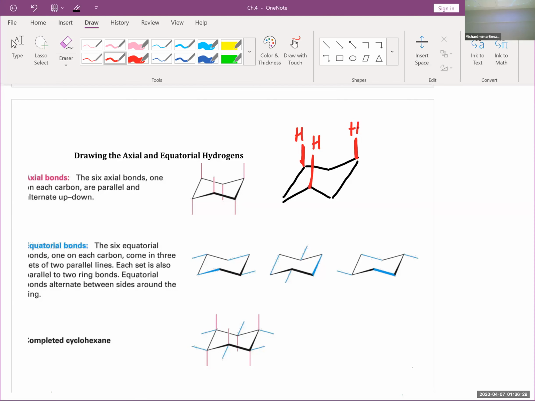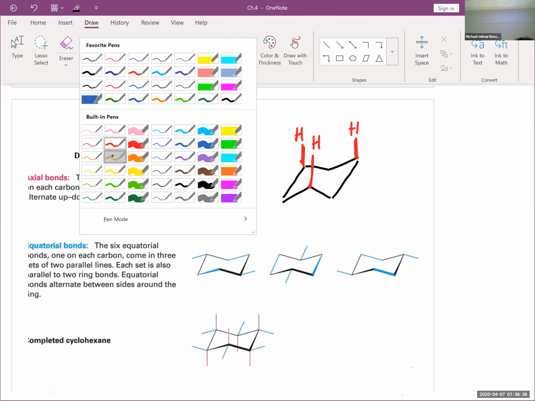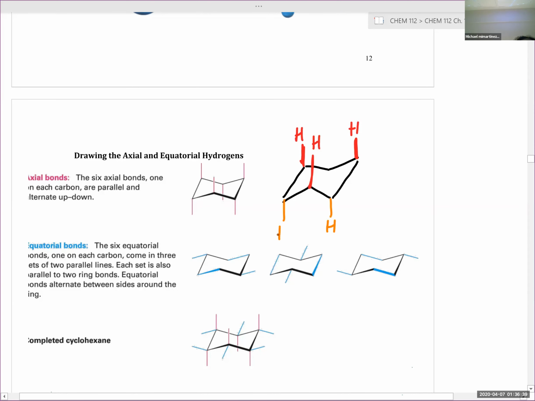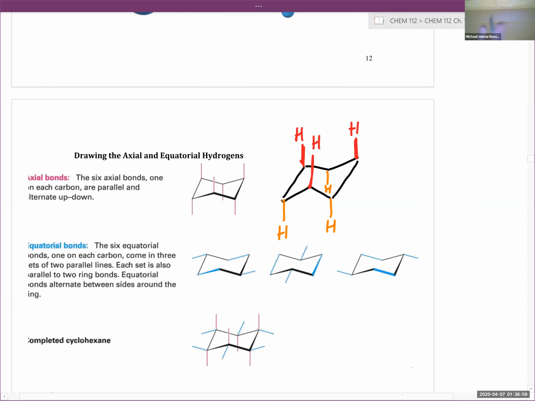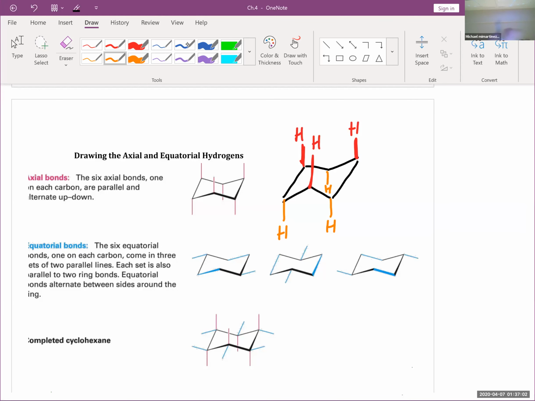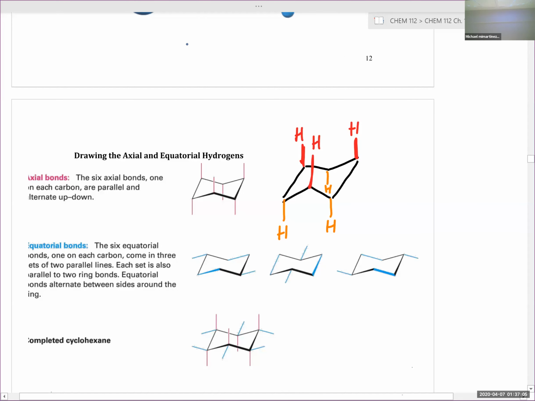Note, you fill in your axial hydrogens pointing up at every other carbon. Then we fill in our axial hydrogens pointing down at the other set of carbons. Okay, so you notice how we alternate with our axial hydrogens: 1 up, 1 down, 1 up, 1 down. Okay, now we're going to fill in our equatorial hydrogens.